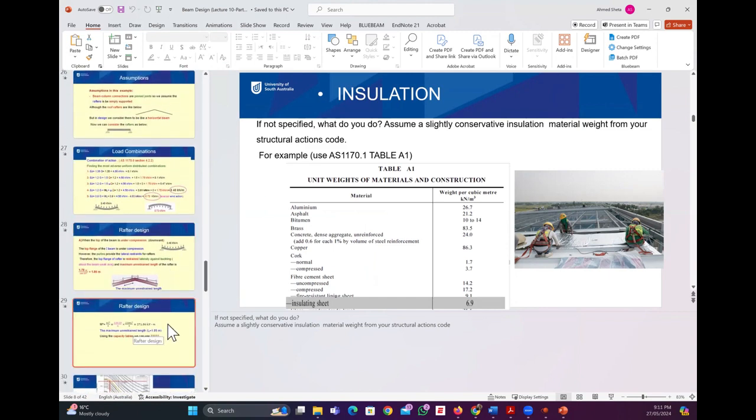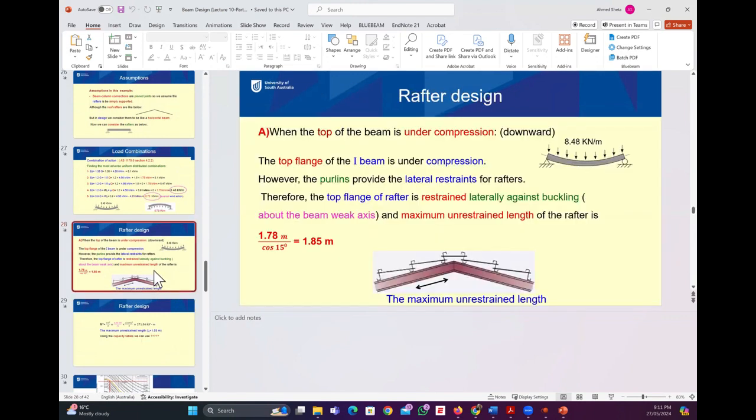But could you go back and have a look here, on this example? Have you seen this example before? Okay. Do you understand what is written here? If the load is downward, the top flange of the I-beam will be under compression. So the problem in the steel is the compression, because the compression will cause buckling. So they are worried about buckling.